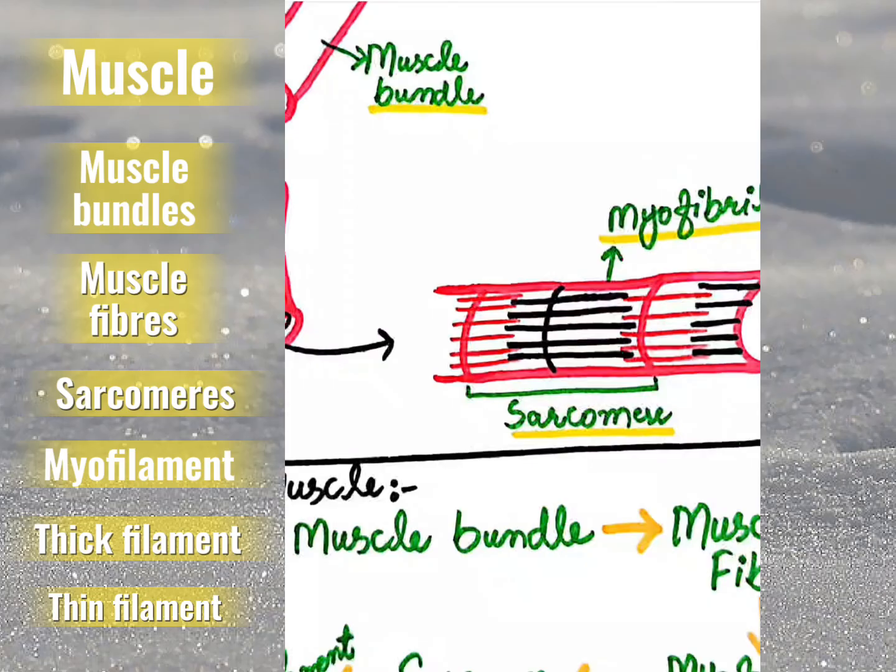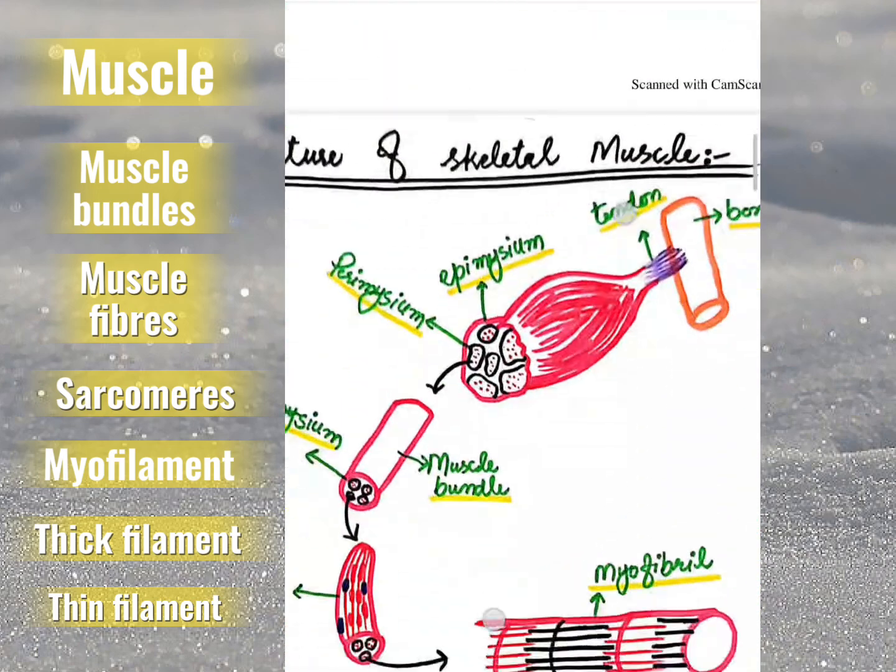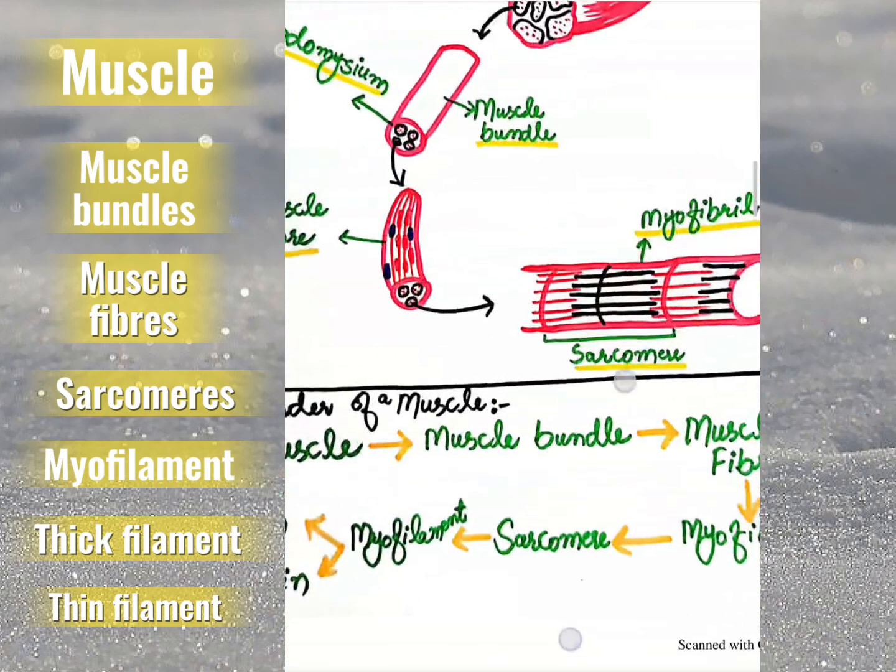What is actin? Actin is this light region. This light region is showing you actin, and actin is also known as the thin filament. This other region is the dark region, and this dark region is made of the myosin filament, which is the thick filament. So the thick filament and thin filament make the myofilament.